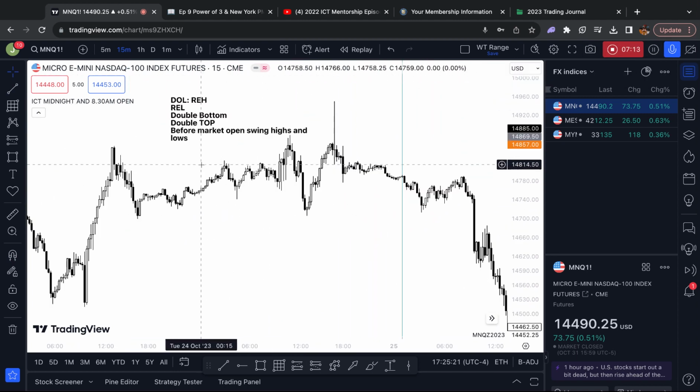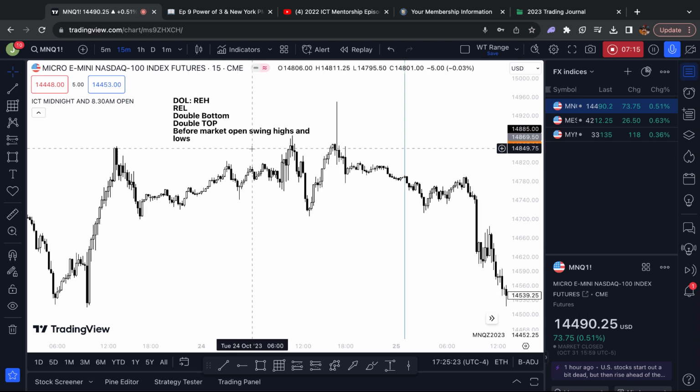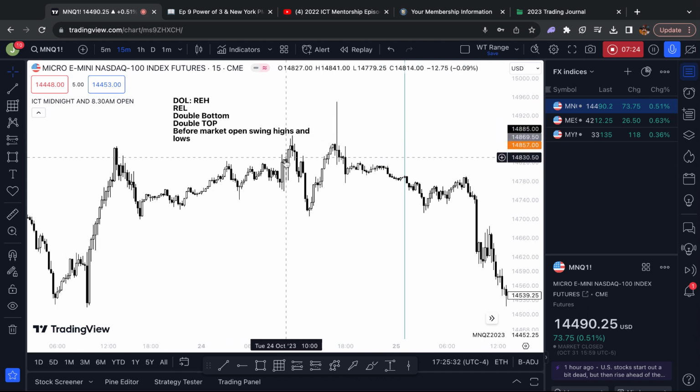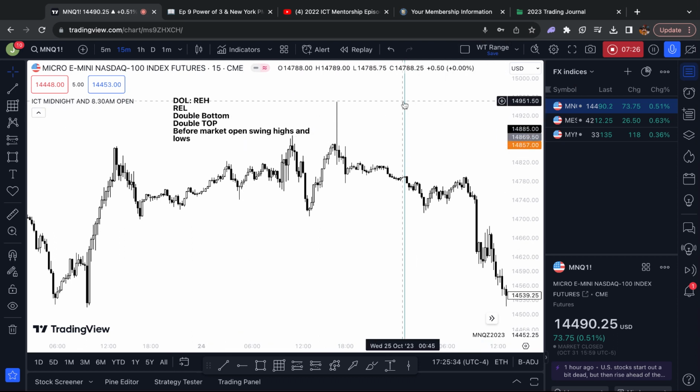All right, just to recap before we go, the drawn liquidity that I suggest is relatively equal highs, relatively equal lows, double bottoms, double tops, and before market open, swing highs and lows. And now we're going to go into the 1 minute or 5 minute sweeps that are going to generate a reversal.